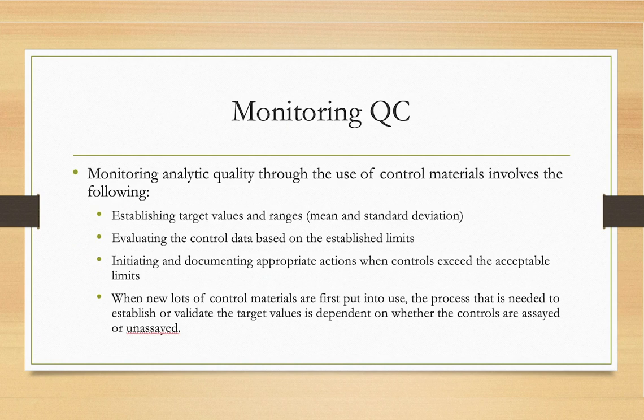Monitoring quality control. Monitoring analytic quality through the use of control materials involves the following: establishing target values and ranges, that is, mean and standard deviation. Evaluating the control data based on the established limits. Initiating and documenting appropriate actions when controls exceed the acceptable limits. When new lots of control materials are first put into use, the process that is needed to establish or validate the target values is dependent on whether the controls are assayed or unassayed.